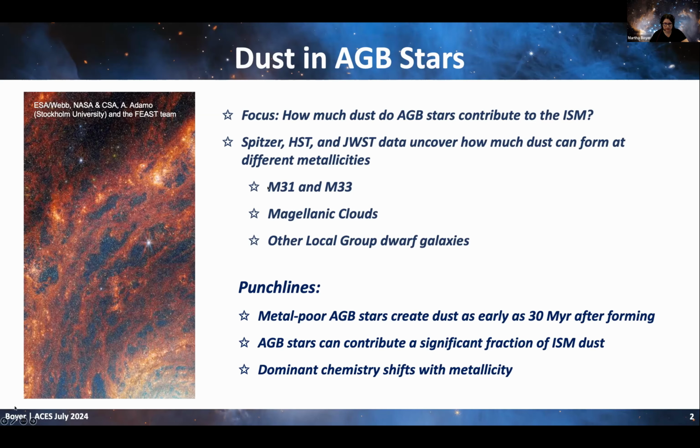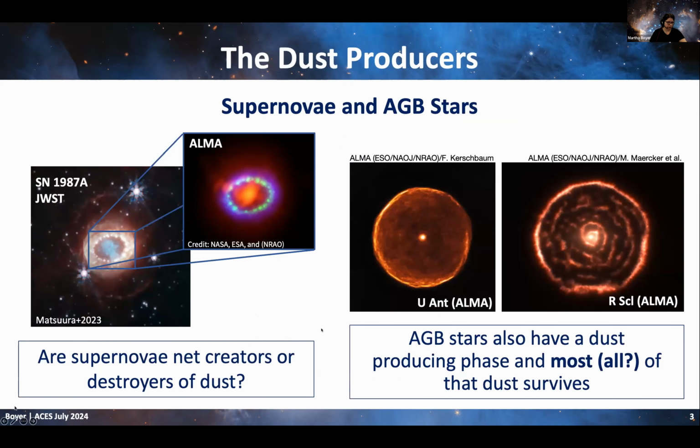So I'll start with just reminding everybody who the dust producers are, which are primarily supernova and AGB stars. There's also ISM grain growth, but I'm not going to talk about that right now. We know that supernova can make dust, and a lot of everybody's favorite example is supernova 87A, which this is a JWST image of. And there were ALMA observations a number of years back that showed this huge dust cloud. So we know that supernova are making a huge amount of dust.